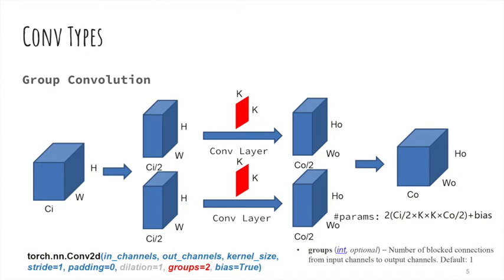This is used when you don't have enough GPU memory or for compressing the parameters. But it also has one flaw, that is, the information is not fully communicated. Feature maps of the two groups don't communicate, so we will lose some information.